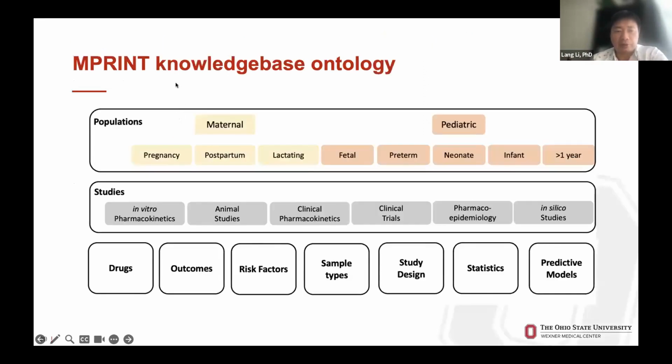To begin with, we need to focus on ontology, meaning how do we define variables in the clinical PK studies, clinical trials, and pharmacoepi studies. Actually, we're focusing on drug names, outcomes, risk factors, sample types, study design, and statistics. And finally, we are also looking into the predictive model as well.